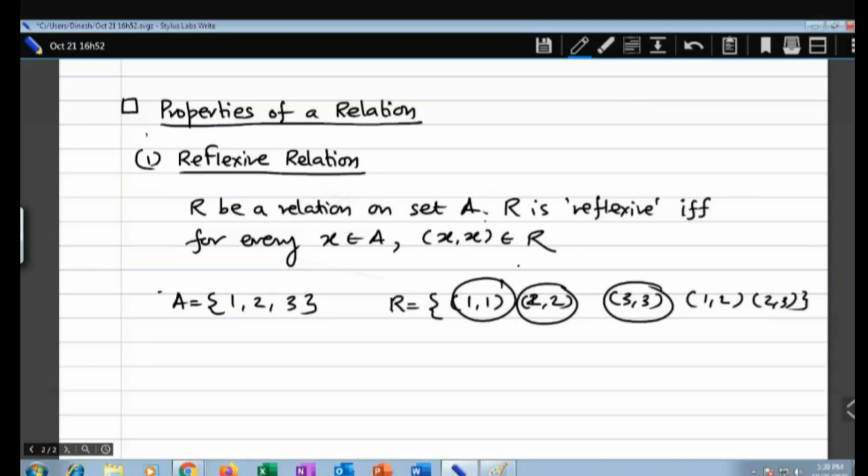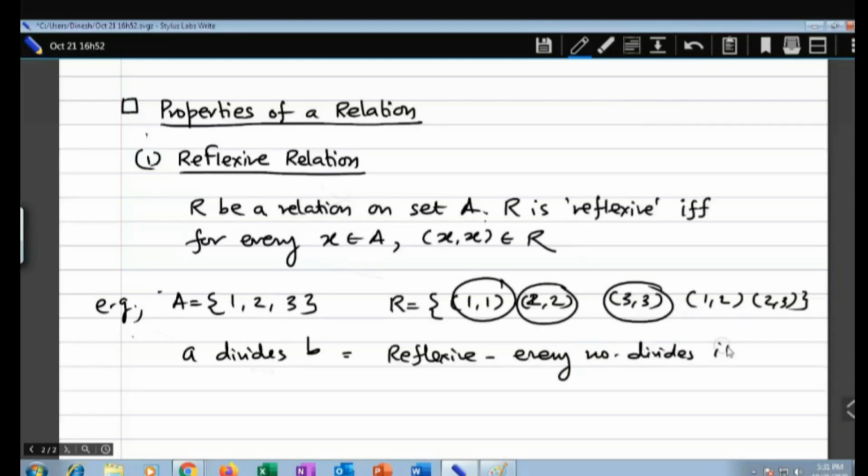So what are the examples? You can have this as one example. Or when you talk about the division operation, A divides B, this relation is reflexive because every number divides itself. So this is what a reflexive relation is.